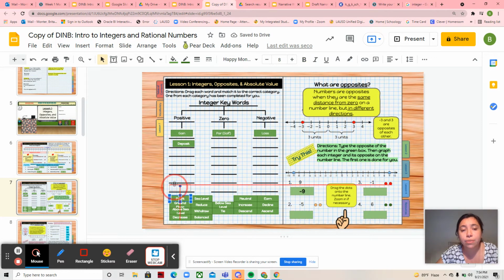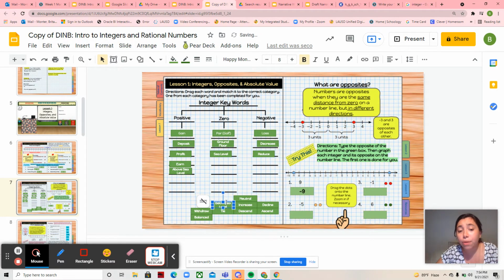Profit is what I gained, so I'm going to put profit here. If a business has a profit, you're gaining something. Earn is going to be positive. Ground floor is 0. That means I'm starting at 0. Above sea level is going to be positive. A decrease is going to be negative. Sea level is going to be in the middle, 0. Reduce is going to be negative. Below sea level, anything that's below means we're going down in negative. So that's below, that's negative.